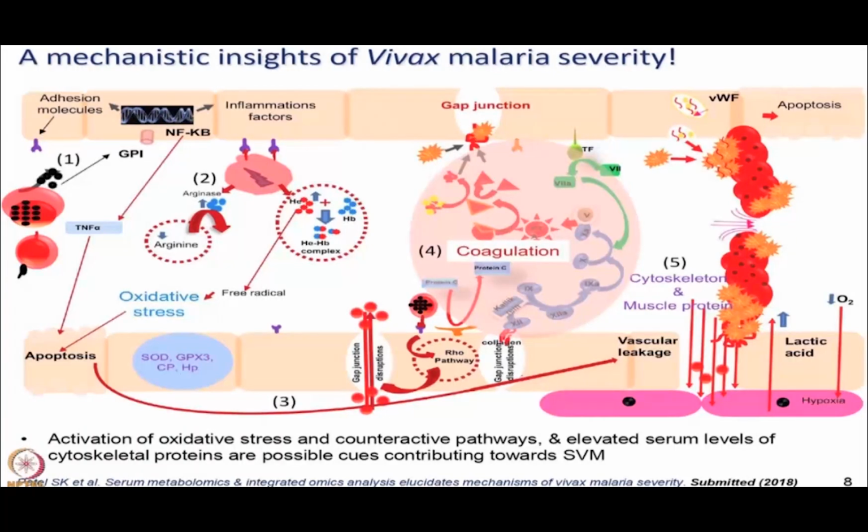So, in this context, for the very first time we are now able to put together various pieces and try to see in which way the various changes, reflecting from the adhesion molecules to the inflammation factors, how they are linked with the change of various types of amino acids and change in the haptoglobin level, leading to oxidative stress or apoptosis, followed by influencing the vascular leakage and coagulation pathways, which is eventually causing a variety of severe infections which we can see.